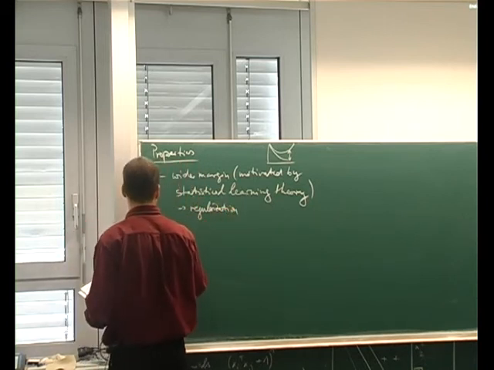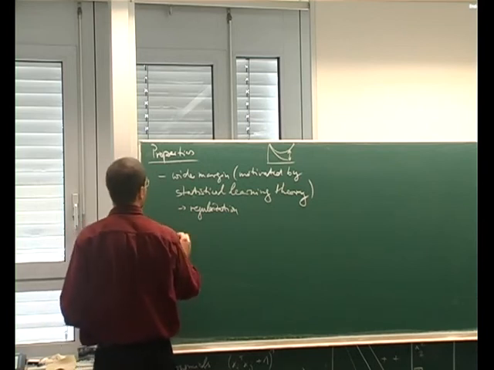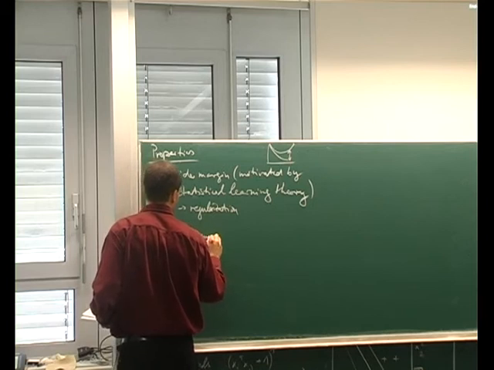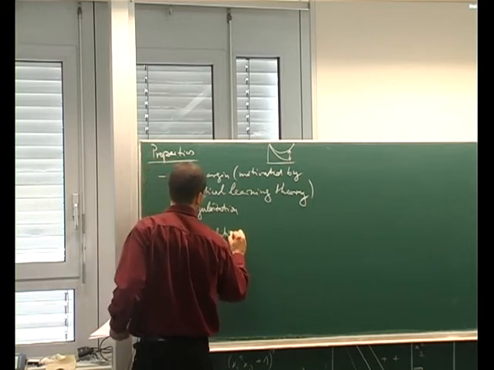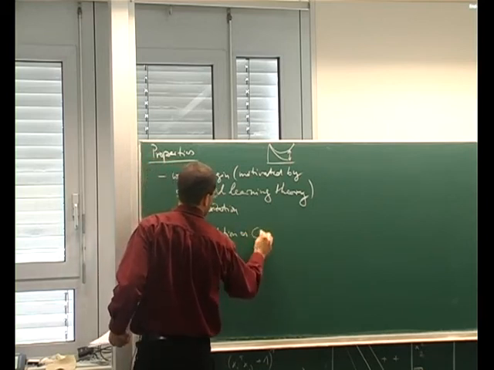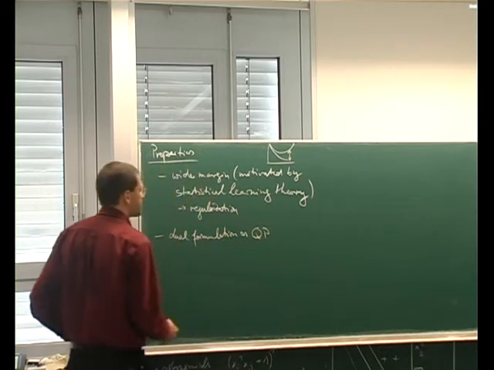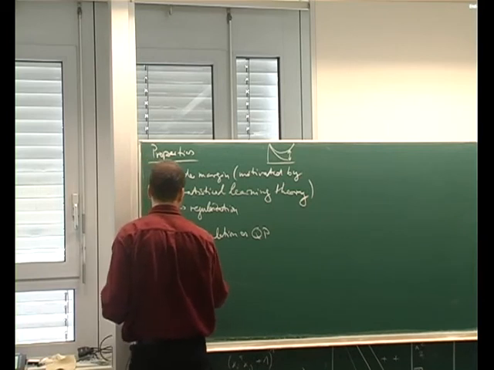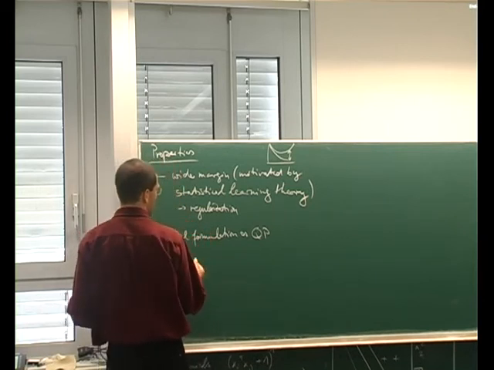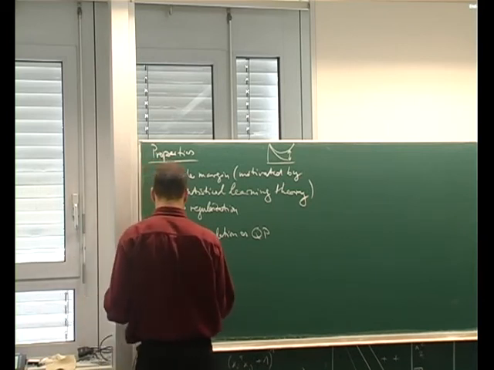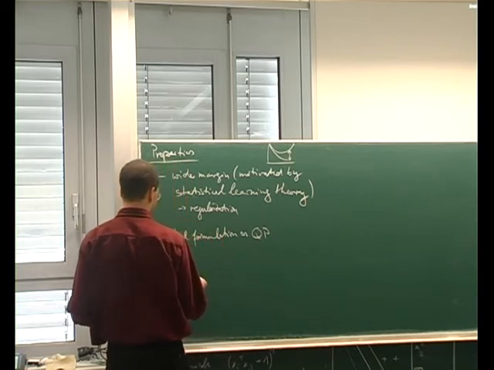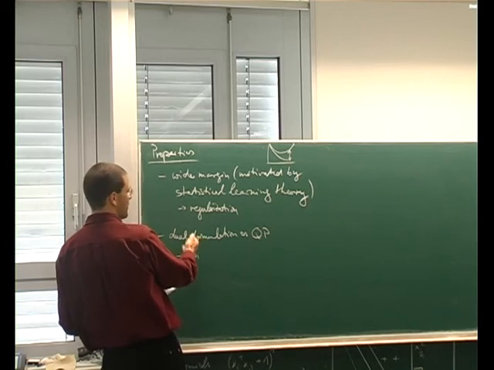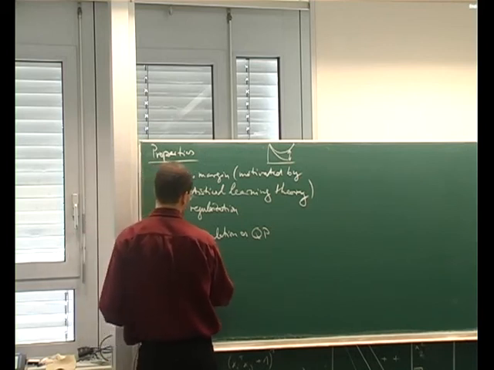Then we have the dual formulation as a quadratic programming problem. And this formulation happens to be a convex problem. First of all, this is not a property of the dual formulation. This also holds for the primal, that we have a unique solution.